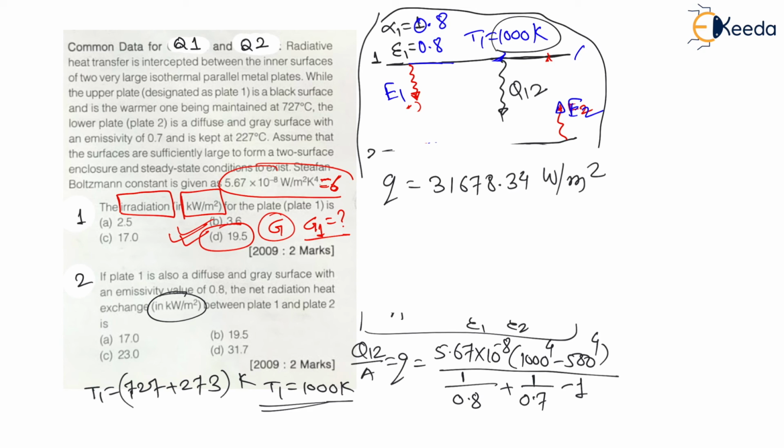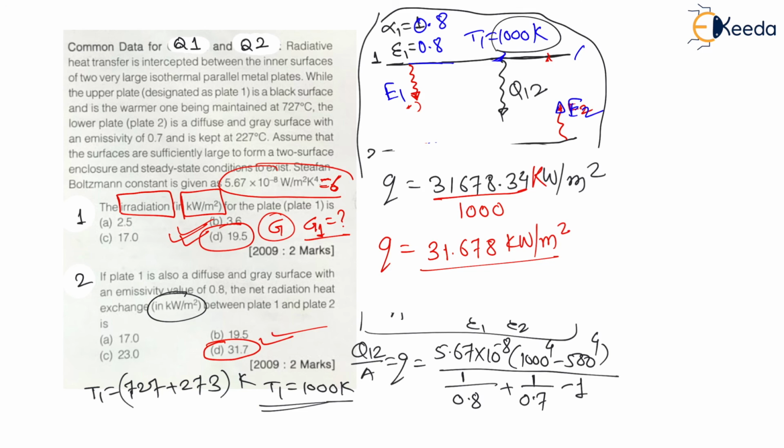But my dear students, in the question they are asking in kilowatt per meter square. So to find it in kilowatt per meter square, I have to divide by 1000. Therefore this heat flux will be equal to 31.678 kilowatt per meter square, right? So here option D again will be the correct choice. Thank you, dear students. In the next lecture, we will see one more numerical on this topic, which was asked in a previous year GATE examination.